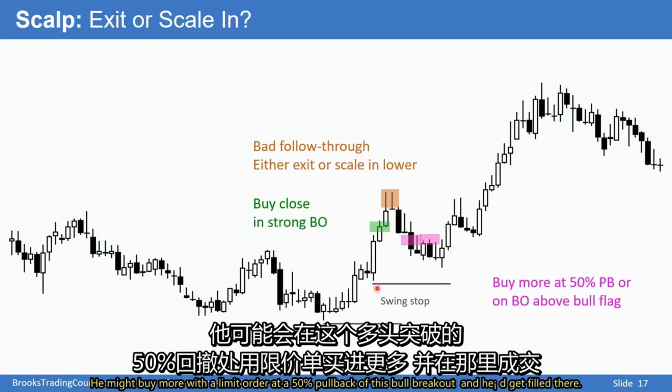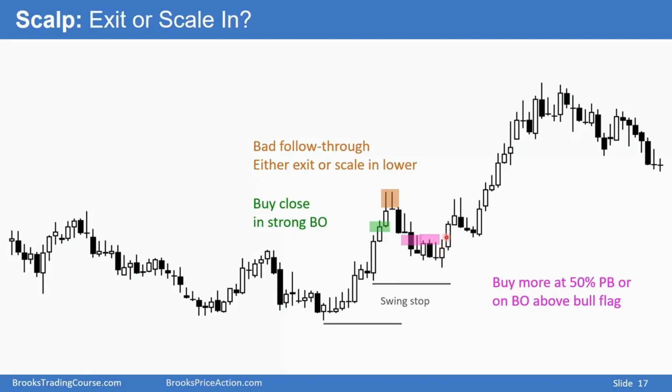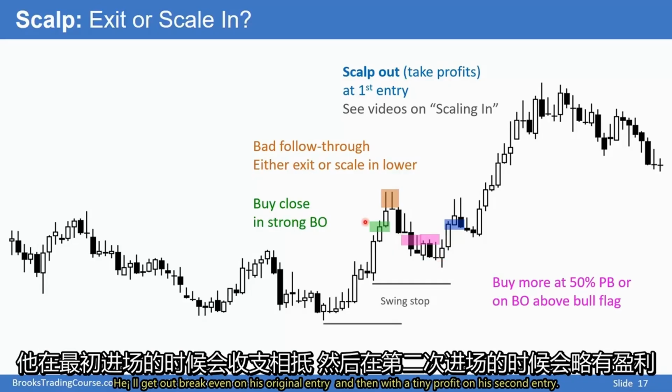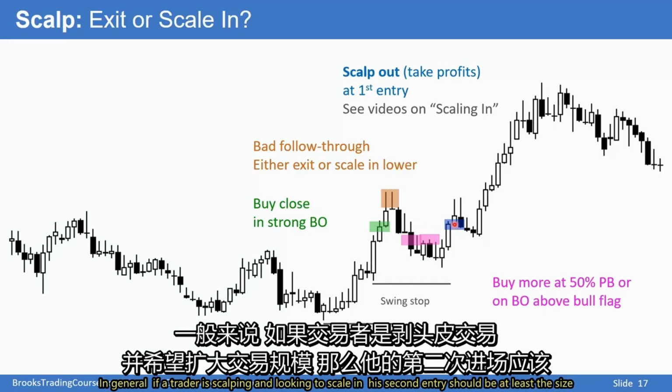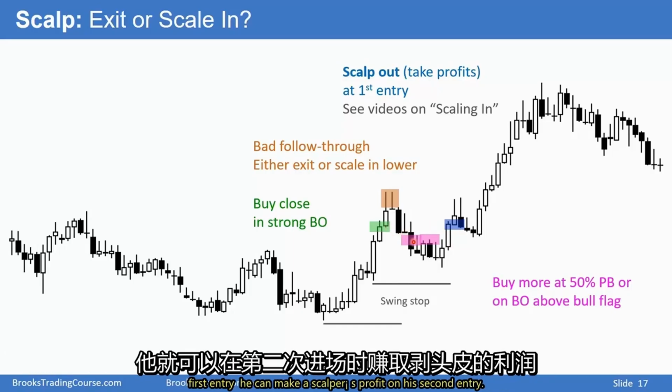He might buy more with a limit order at a 50% pullback of this bull breakout, and he'd get filled there. Or he might buy more above a bull bar and get filled above this bull bar right here, or above this bar and get filled right here. He might be so disappointed by the size of the sell-off that he's giving up on the intention of making much of a profit. He'll get out break even on his original entry, and then with a tiny profit on his second entry. In general, if a trader is scalping and looking to scale in, his second entry should be at least the size of a scalp lower than his first, so that when the market comes back to his first entry, he can make a scalper's profit on his second entry.